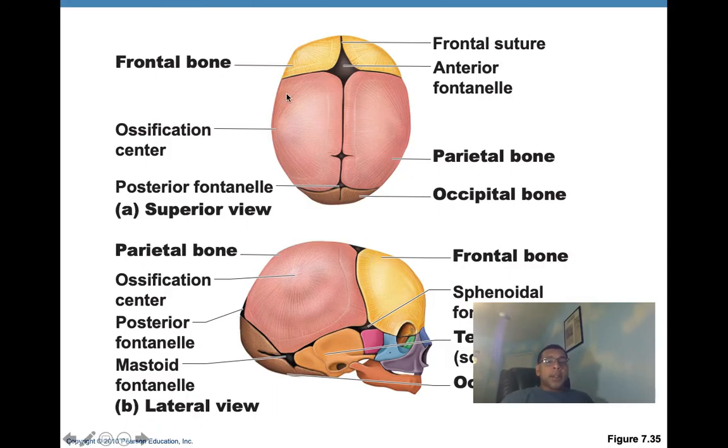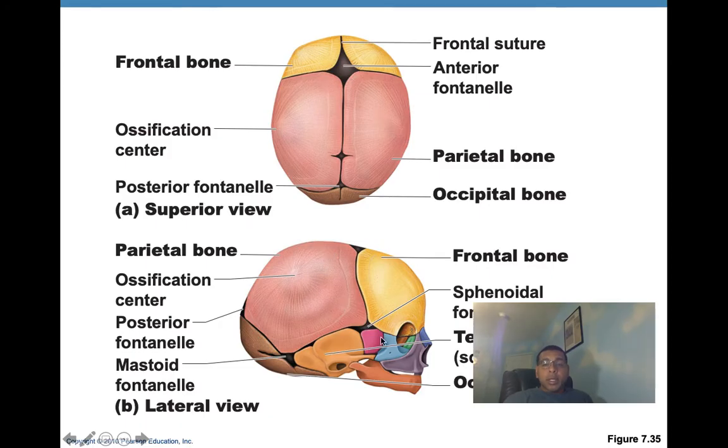So the anterior fontanelle is found between the frontal bones and then the parietal bones. The frontal bone, it's two and then it becomes one piece when it fuses. And then the parietal bones stay as two separate bones, but they fuse here and they'll fuse with the frontal bone here also. Posterior fontanelle is between the occipital bone and the two parietal.